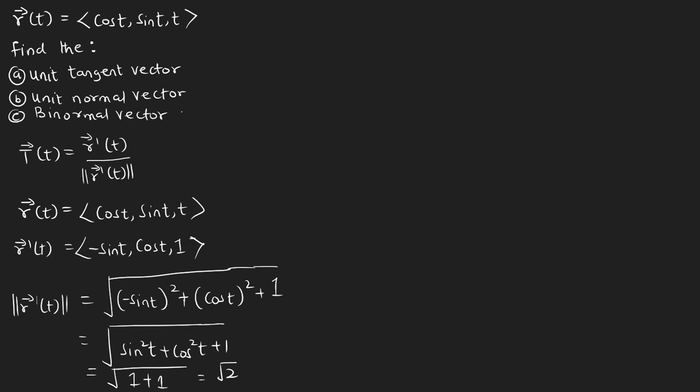So let's go ahead and find the unit tangent vector. The unit tangent vector will be equal to the first derivative of the vector function, so that will be minus sine of t, cosine of t, and then 1. And then you're going to divide all this by the norm. I will actually write this out.